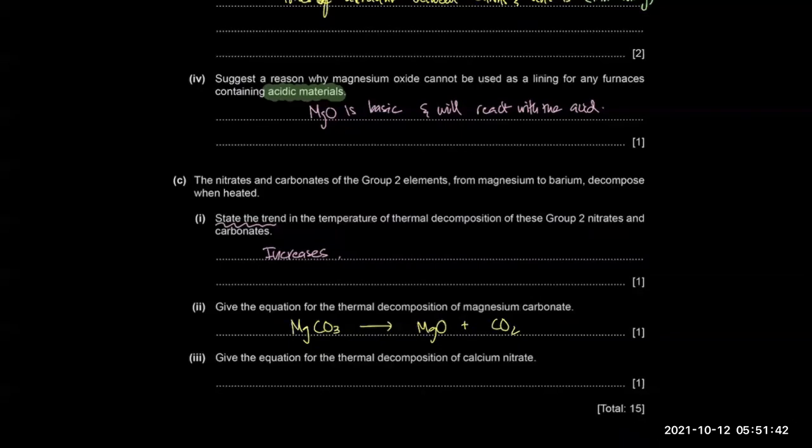Give the equation for thermal decomposition of calcium nitrate. And the explanation for thermal stability is not an AS, that's an A2. Why is it more thermally stable? That's part of A2, okay? The polarization and all that. Calcium nitrate ki decomposition mein kya hota hai? You form calcium oxide. You have 2 nitrogens, so you're going to form 2 NO2 and half O2.